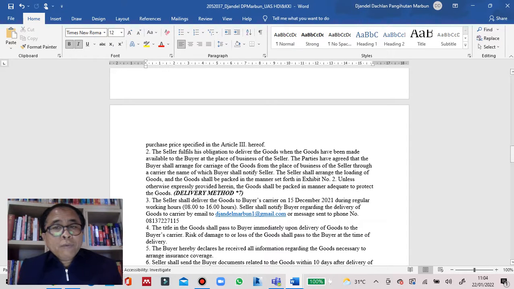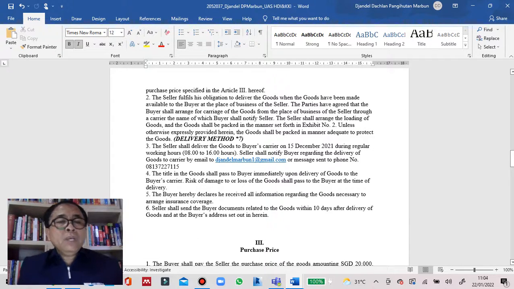The parties have agreed that the buyer shall arrange the carriage of the goods from the place of business of the seller through a carrier, the name of which the buyer shall notify the seller. The seller shall arrange the loading of goods, and the goods shall be packed in the manner set forth in exhibit number 2. Unless otherwise expressly provided herein, the goods shall be packed in a manner adequate to protect the goods. Delivery method.